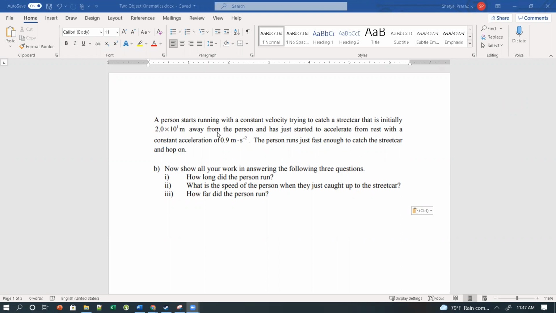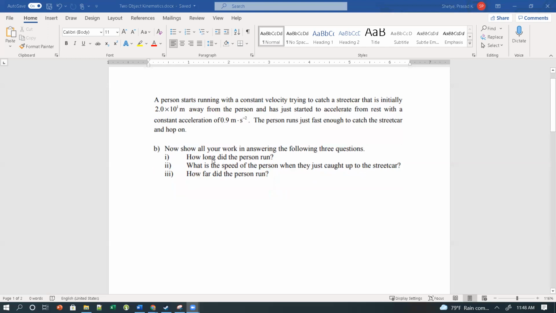So in this problem, we have a person who starts running with a constant velocity, and he is trying to catch a streetcar, which is 20 meters away. The streetcar is accelerating at a constant 0.9 meters per second squared. In the end, we know that the person runs just fast enough to eventually catch the streetcar and jump on.